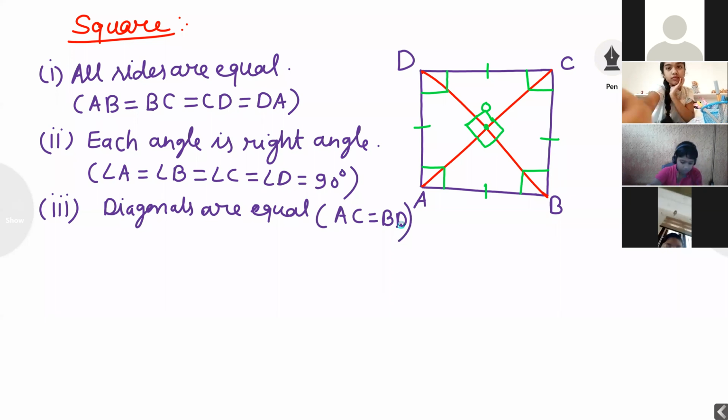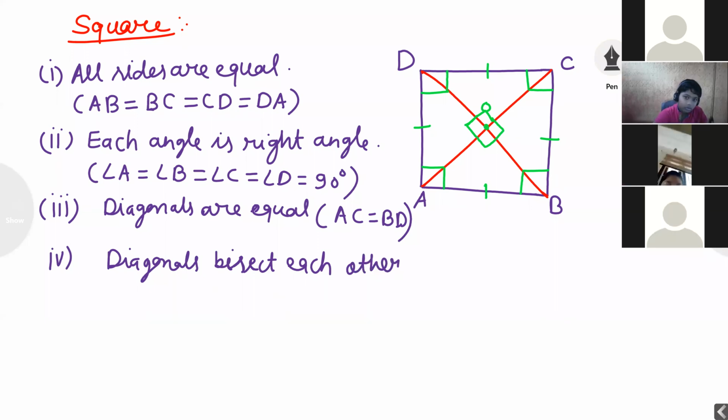Fourth and last property, diagonals bisect each other at 90 degree.